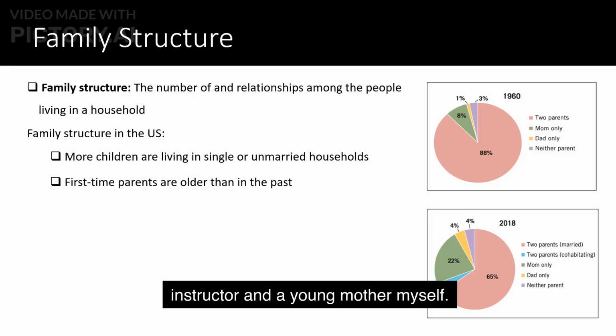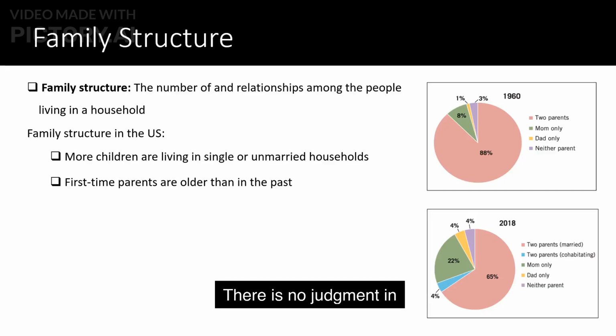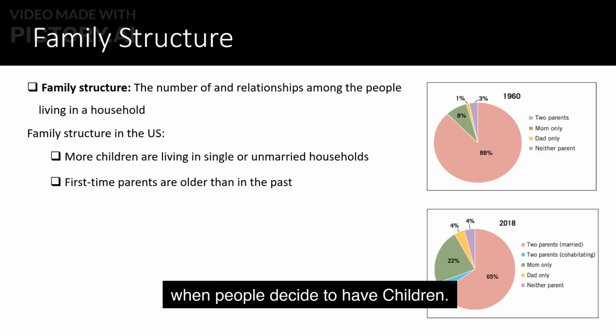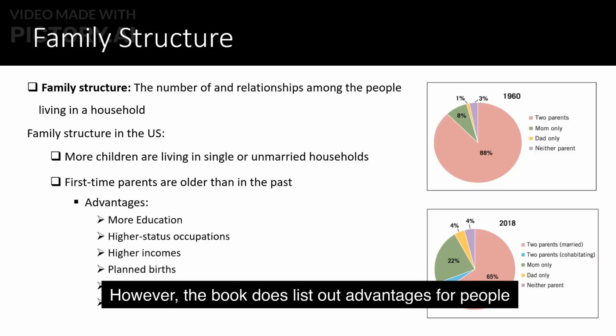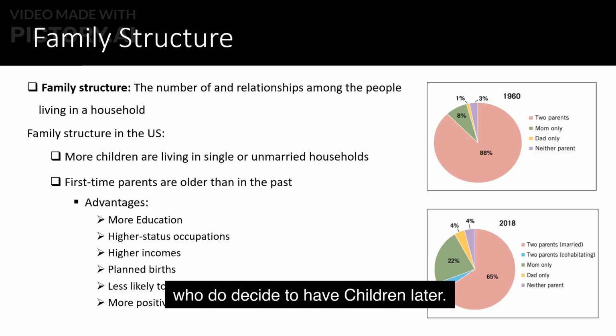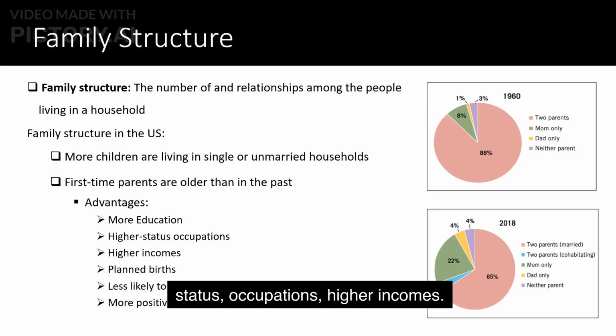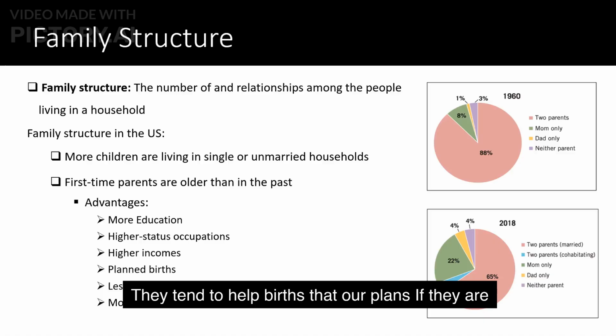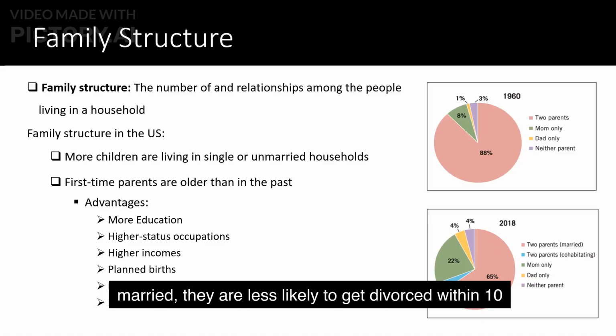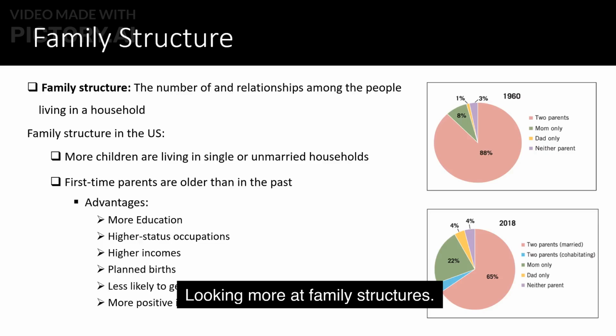As an instructor and a young mother myself, there is no judgment in when people decide to have children. However, the book does list out advantages for people who do decide to have children later. Older parents tend to have more education, higher status occupations, higher incomes. They tend to have births that are planned. If they are married, they are less likely to get divorced within 10 years. And they tend to be more positive or less harsh with their parenting.